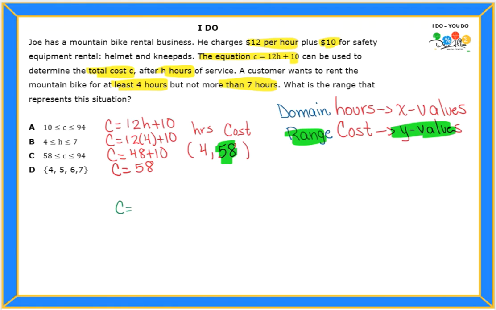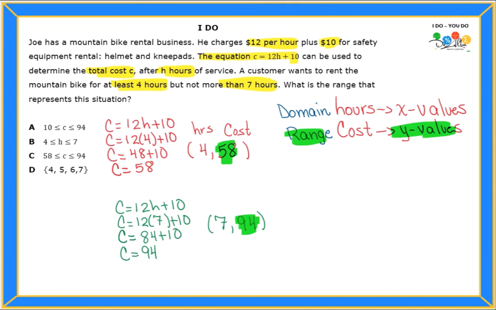I'm still going to work out the same equation. But now I'm going to replace X with the 7 hours, which is the H. So I'm going to multiply 12 times 7 plus 10. If we multiply 12 times 7, we get 84 plus 10. And the total cost for 7 hours will be $94. So I'm going to write down my ordered pair. This means that in 7 hours, the total charge will be $94. And I am going to highlight 94 because that's what I'm looking for.